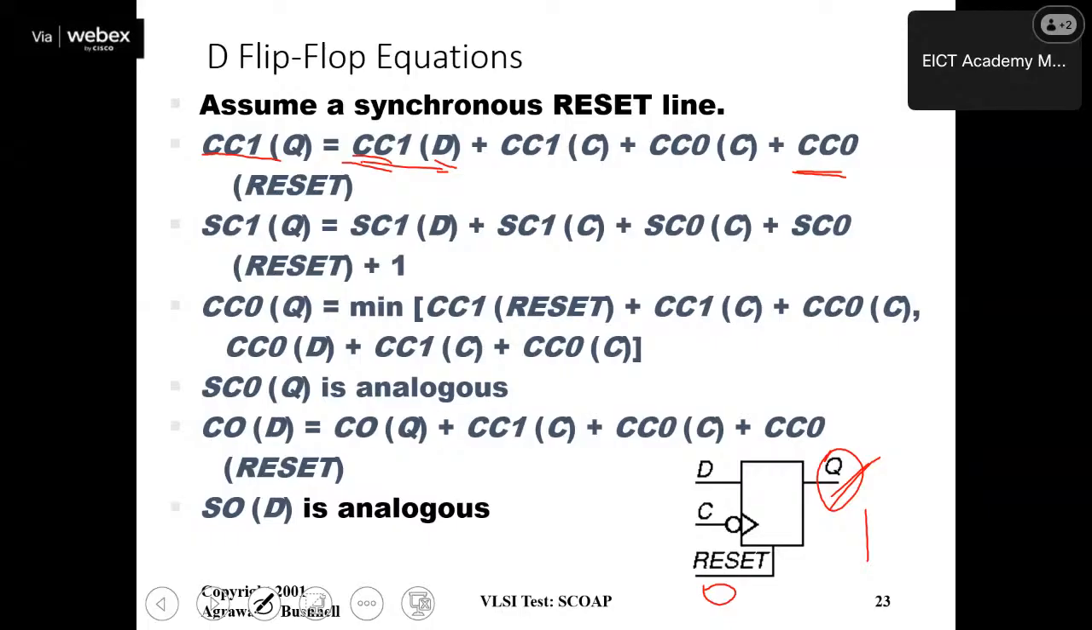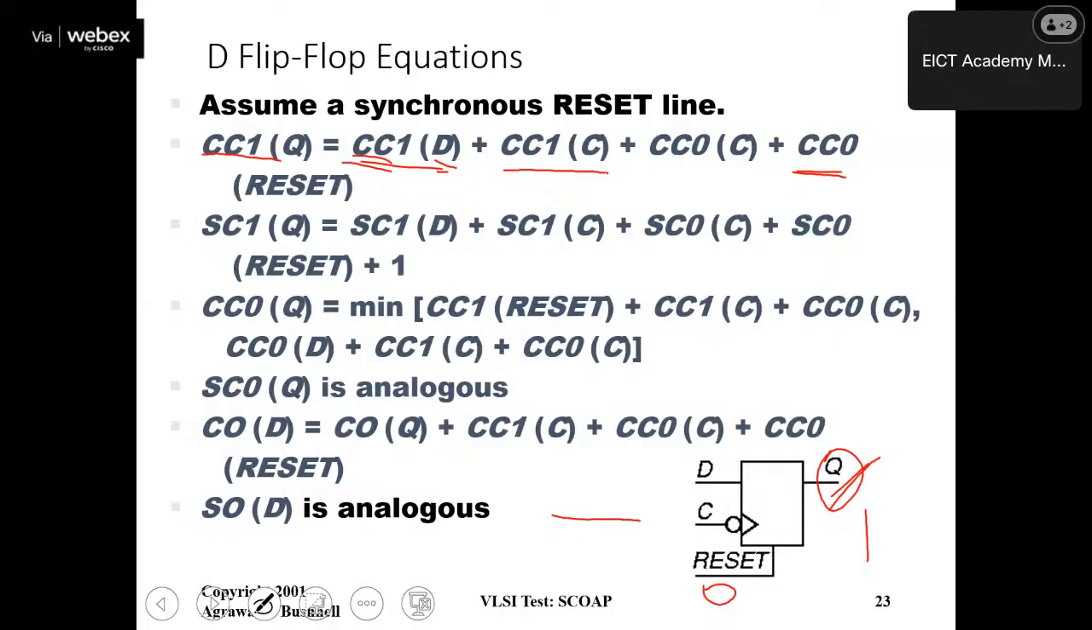So if it would have been the level triggering, let's say directly clock was given, in that case I was happy with CC1 of C. But for the level trigger, you will be taking both CC0 and CC1 because it is changing from 0 to 1 or 1 to 0 in either case. So it means you have to take that into consideration.